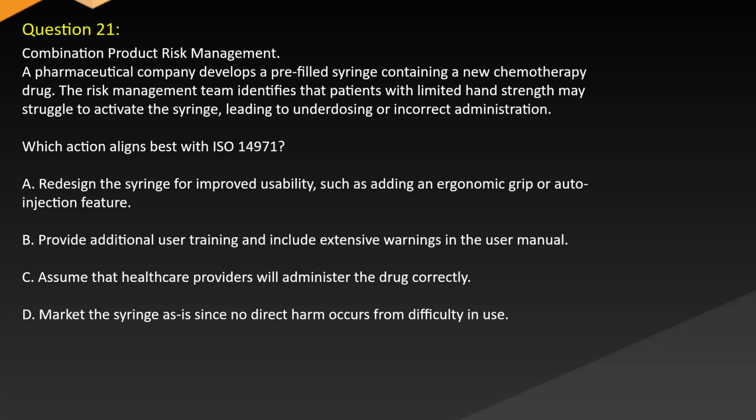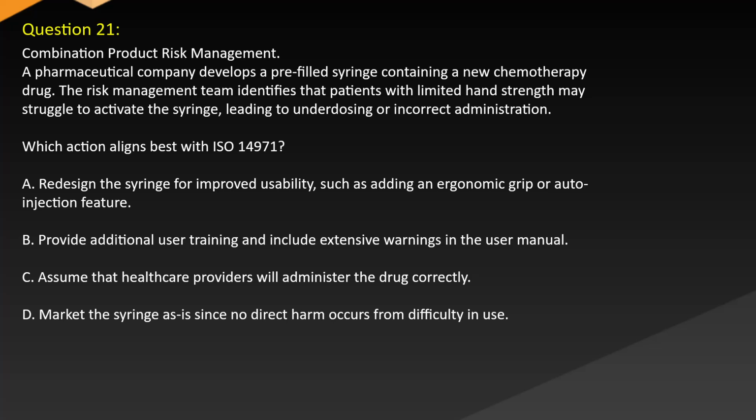Question 21. Combination product risk management. A pharmaceutical company develops a pre-filled syringe containing a new chemotherapy drug. The risk management team identifies that patients with limited hand strength may struggle to activate the syringe, leading to underdosing or incorrect administration. Which action aligns best with ISO 14971?